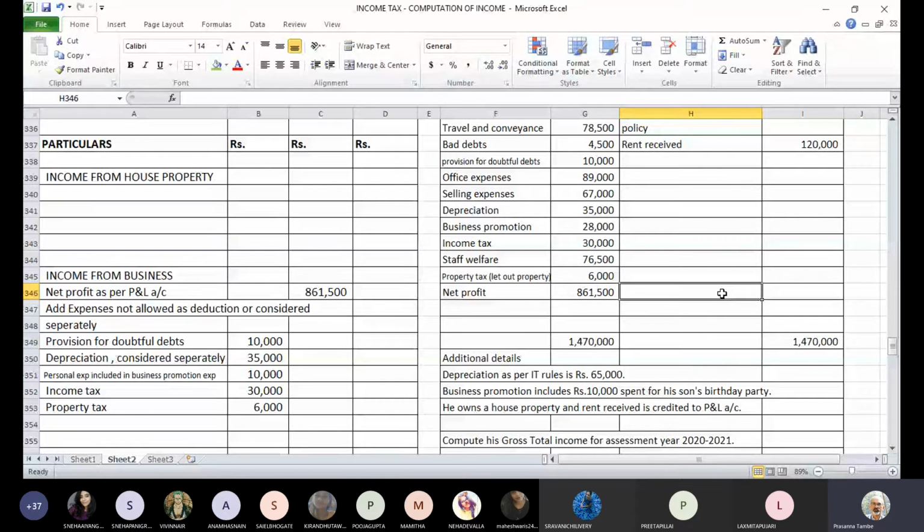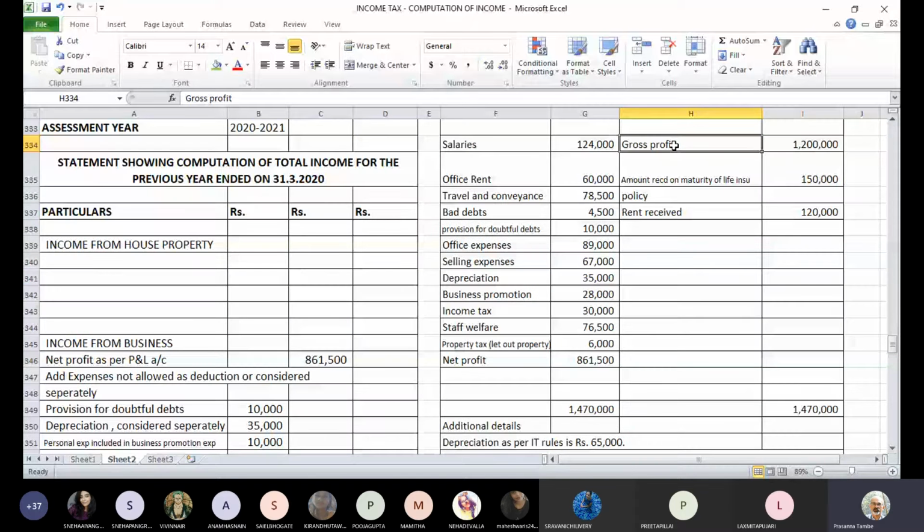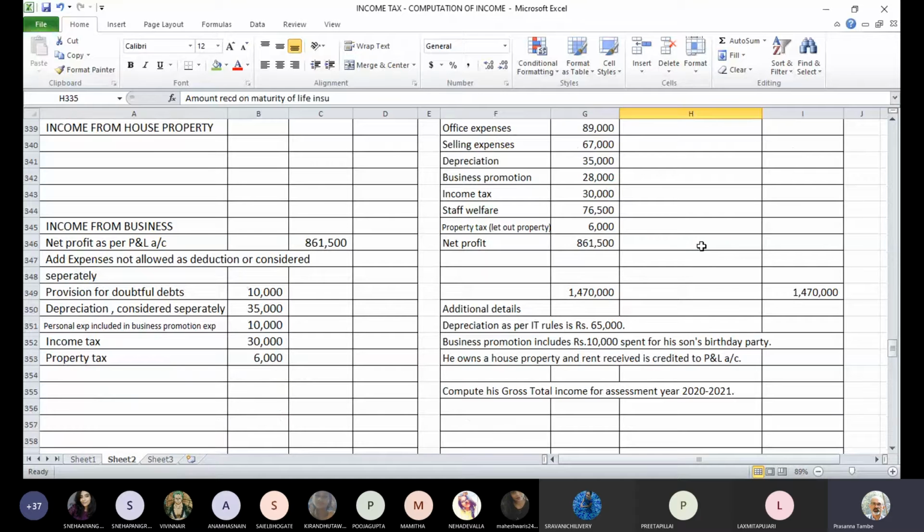Okay. So first item is gross profit. That will not call for any adjustment. It's part of your business. Second is amount received on maturity of life insurance policy, which, as I told you, is liable for exemption under section 10 subsection 10D. So leave couple of lines here and then say less deductions items.